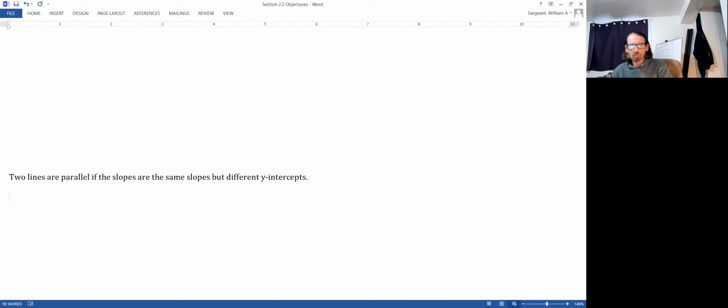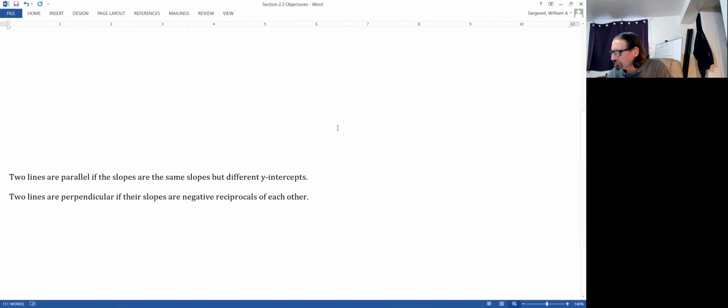Another way of putting that is m sub 1 equals m sub 2. Two lines are perpendicular, though, if their slopes are negative reciprocals of each other. What that means is that if we take the slope of one of the lines and both change the sign and flip the fraction, then we would have the slope of a perpendicular line to the first line. That is equivalent to saying that if we multiplied the two together, their product would be -1, because the fractional parts would cancel out, but they're opposite signs. So m sub 1 times m sub 2 would equal -1.